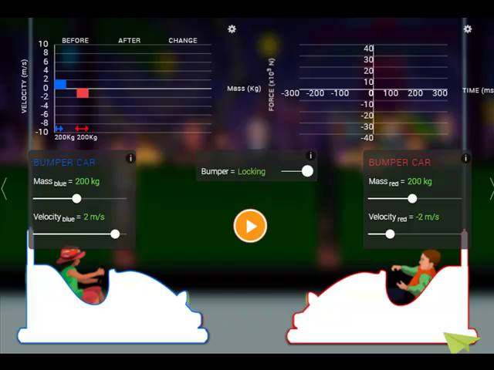Hey physicists, in this little video I'm going to be talking about collisions, both inelastic, those are ones where the two objects stick together, and elastic, where the two objects separate after their collision.